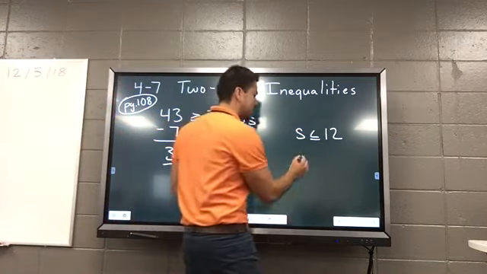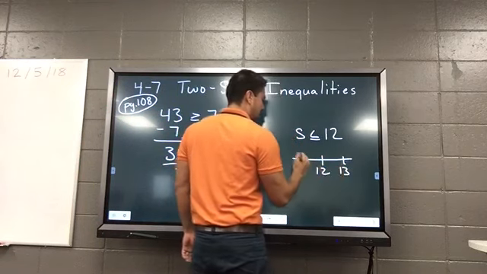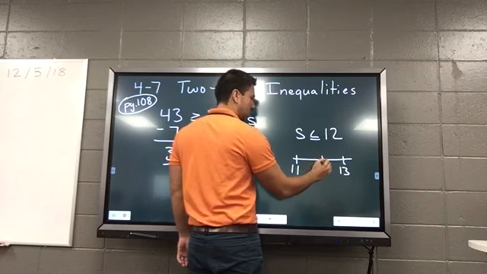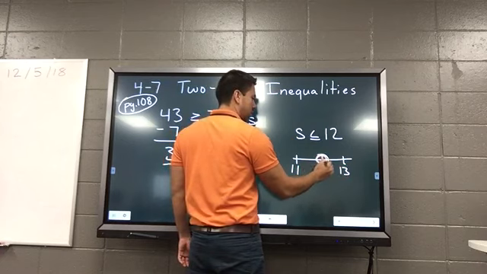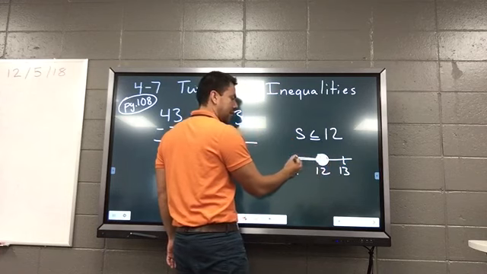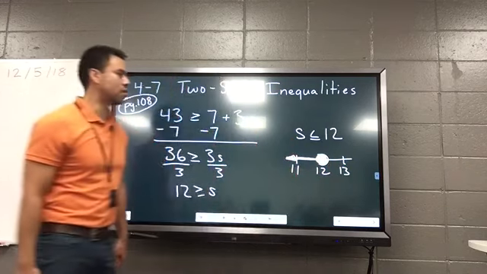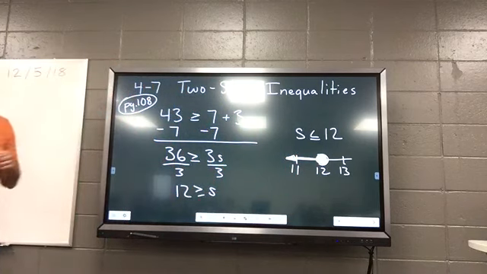Do you guys remember how to graph it? What kind of circle goes on 12? Closed, because it can be 12 or anything less than. So that's why we're going to draw this arrow. It could be anything below that, but it can't be anything above 12. It could be 12 or anything below.